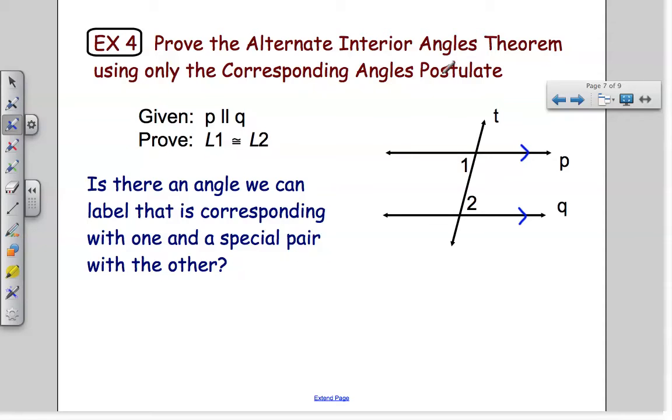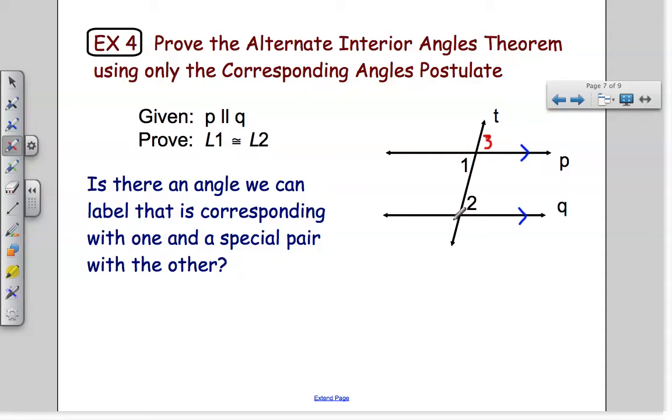Because if I can only use the corresponding angles postulate, I need to label an angle in here that is a corresponding angle with either 1 or 2, but also is a special pair with the other. Because I'm trying to prove these are congruent, but I can only use corresponding angles. And I hope that there's two specific angles that you could label as angle 3. You could label angle 3 here, because then angles 2 and 3 are corresponding angles, right? Same shape off of the parallel lines. But also 1 and 3 are a special pair. Those are vertical angles, and you know those are congruent.